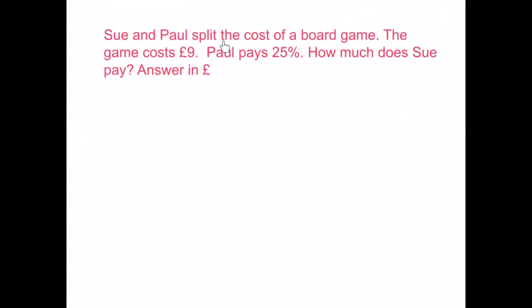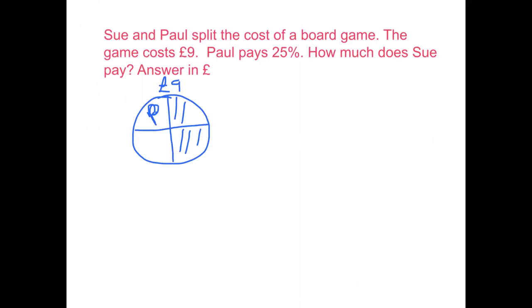Sue and Paul split the cost of a board game. The game costs £9. Paul pays 25%. How much does Sue pay? And they want the answer in pounds. Okay, if we look at the price of the board game, it's £9 in total. Our whole thing is £9. We know that Paul pays 25%, which is 1/4. And Sue pays the rest.